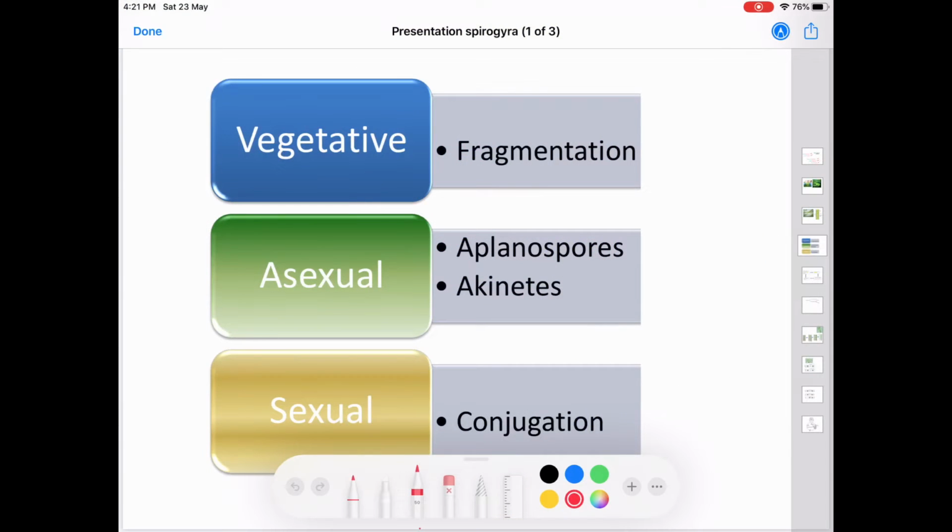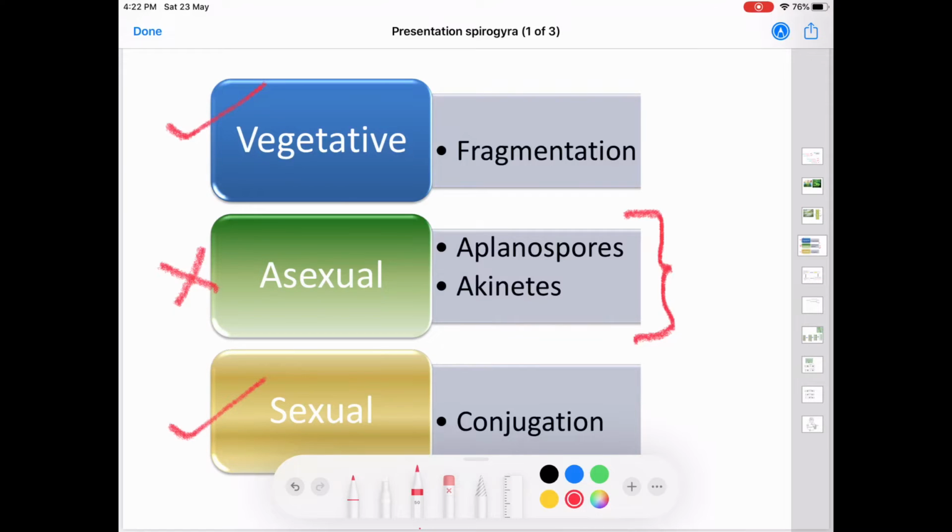Now, coming on to the reproduction in Spirogyra, the reproduction is taking place through two methods, the vegetative reproduction and sexual reproduction. Asexual reproduction is not at all a common process in the case of Spirogyra. Only 1 or 2 members are showing the asexual reproduction. So, it is said that the asexual reproduction is totally absent in the case of Spirogyra. The vegetative reproduction is taking place during the favorable condition, but the asexual reproduction is taking place during the unfavorable condition.